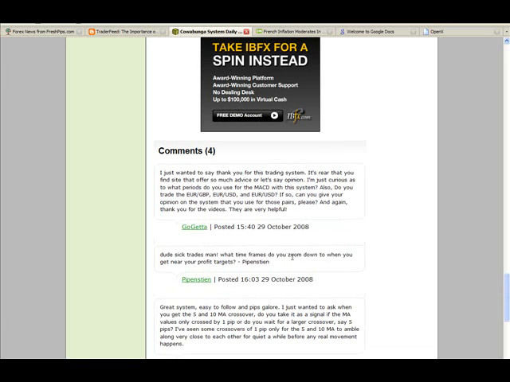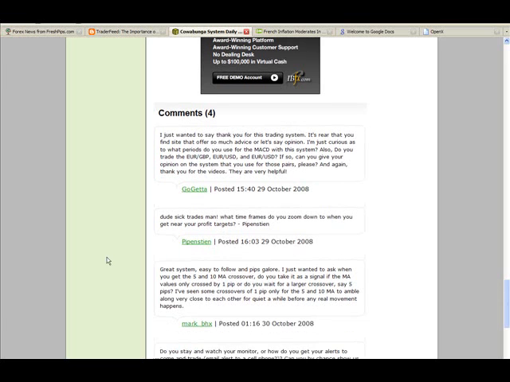Sick trades. What time frame do you zoom down to when you get near profit targets? I look at a 5-minute chart. Anything lower than that's really just jerky movement. But the 5-minute chart is pretty good, I think. And then just look at what's going on there. But price action really helps too, just watching the price movement there.